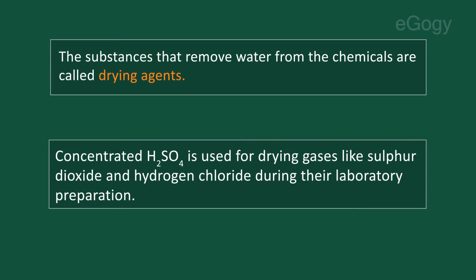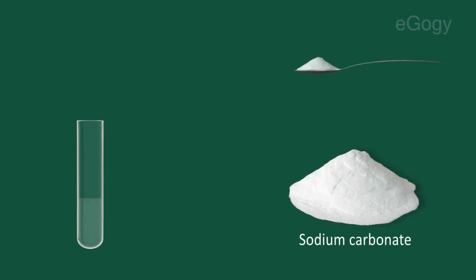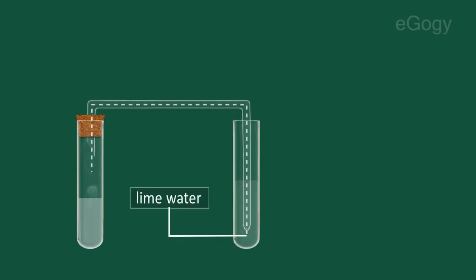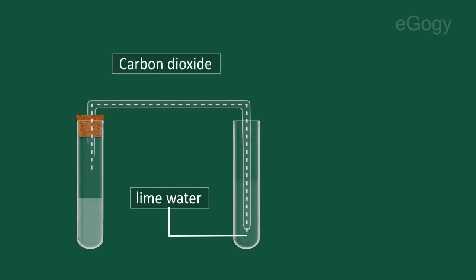Let us see the reaction of sulfuric acid with salts. Take some dilute sulfuric acid in a test tube. Add a little sodium carbonate to it. We can see that the sulfuric acid combines with carbonate salts and forms carbon dioxide gas. Pass the gas produced through clear lime water taken in another test tube. Carbon dioxide passed into lime water gives a milky solution.